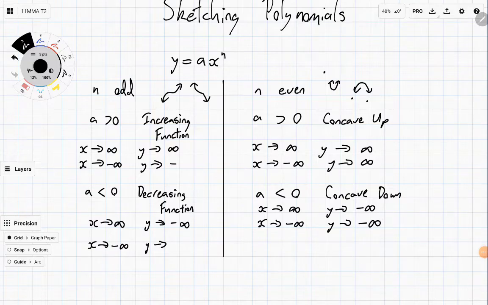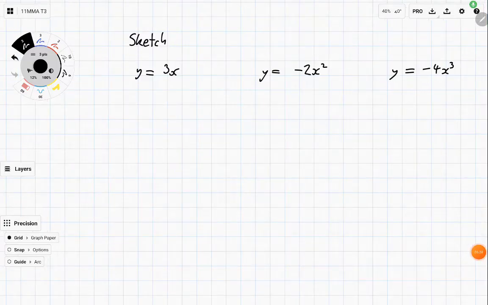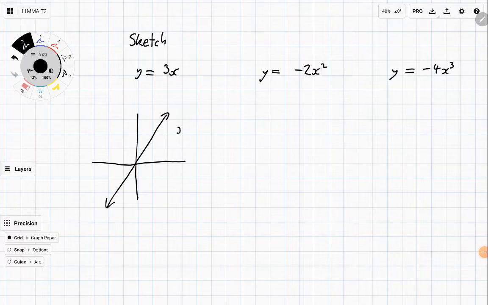Alright, so let's have a go at sketching these three functions. We've got 3x, negative 2x squared, and negative 4x to the 3. So for the first one, it's a linear equation. It's got a positive a value, which means it's going to look something like this. So, as x goes to infinity, what happens to y? Well, y also goes to infinity. While x goes to negative infinity, what happens to y? Y also goes to negative infinity. It agrees. Alright, it goes through the origin because it hasn't been translated yet. We'll be looking at translating them in a moment.